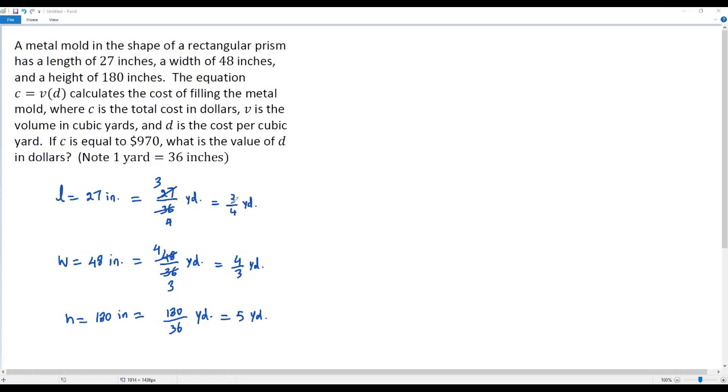Now let's find the volume of the prism. The formula for the volume of a rectangular prism is length times width times height. Here the length of the prism is 3 over 4, the width is 4 over 3, and finally the height is 5. Here 3 goes into 3 1 time, and 4 goes into 4 1 time. Finally, we get the volume 5.